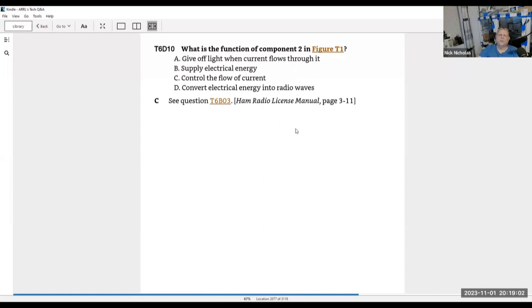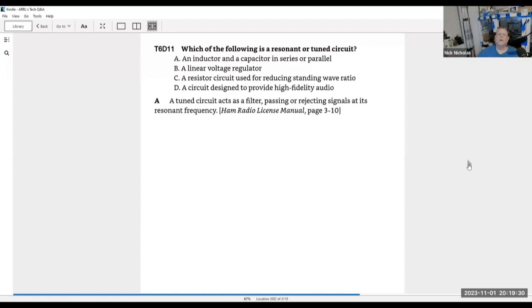What is component 2? And what is the function of component 2? I think when we read it and went back to the diagram, we were thinking what it was, but it says what is the function. So the function of a transistor is to control the flow of the current. Yep.